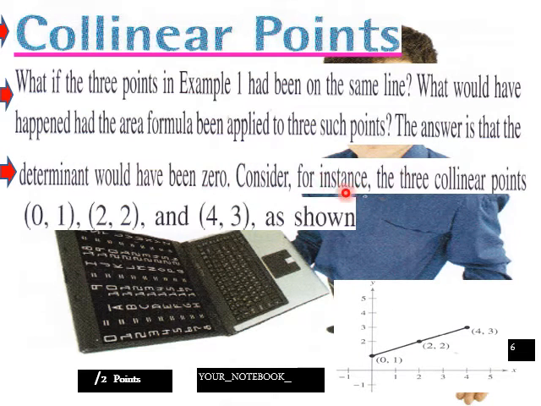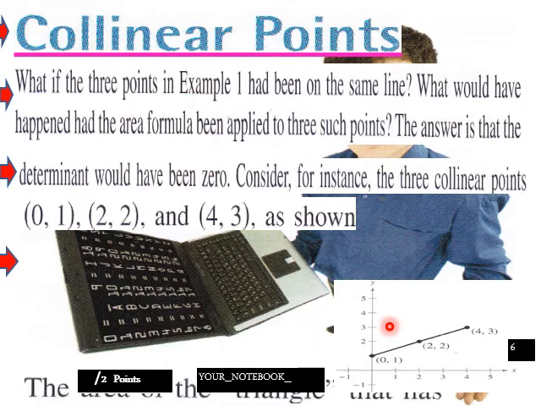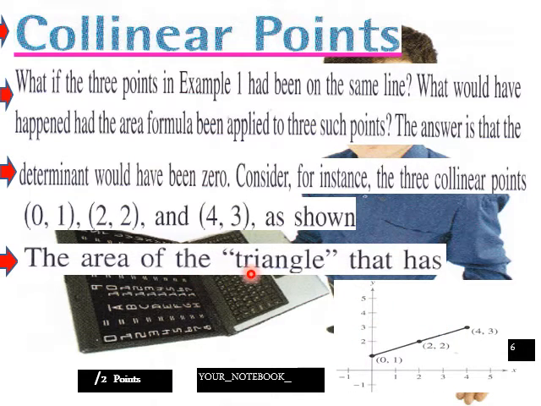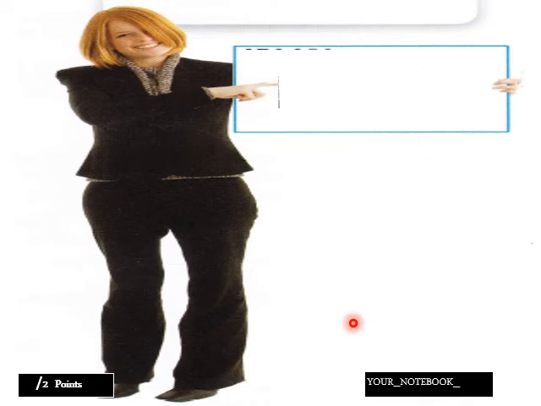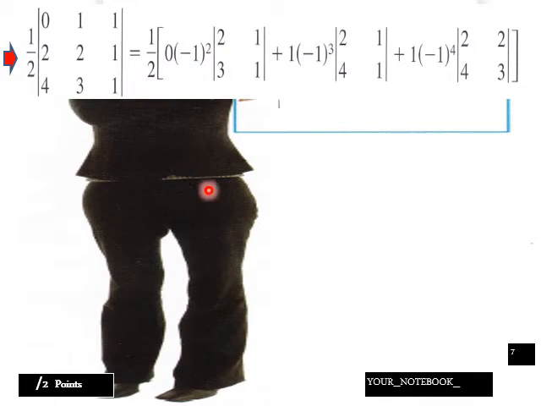Consider, for instance, the 3 collinear points of 0, 1, 2, 2, and 4, 3, like this line here. These will be collinear as shown. The area of the so-called triangle that has these 3 points as vertices is what? It would be 0 here, right? So here are 3 points here, 1/2, and then here's our determinant.